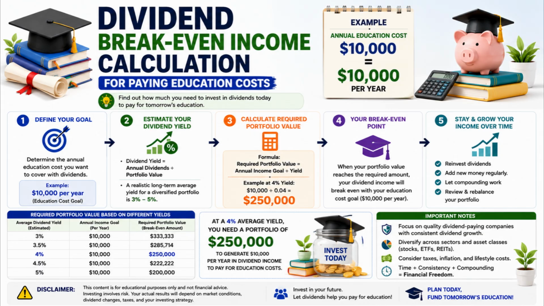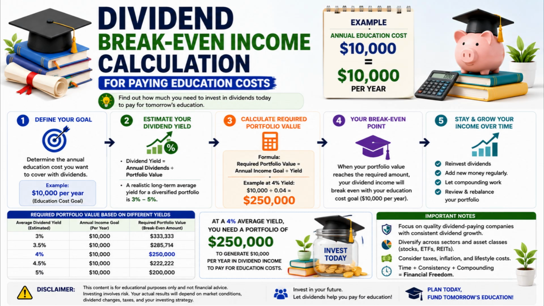First, you need to define your education cost goal. This means determining the annual education cost you want your dividends to cover. In this infographic, the example education cost is $10,000 per year. So, your portfolio needs to generate $10,000 in annual dividend income to break even with that education expense.